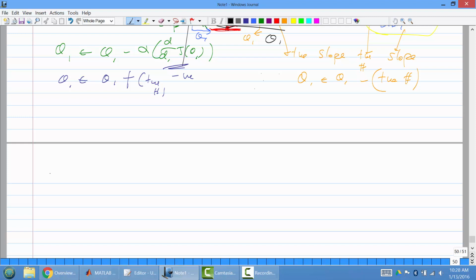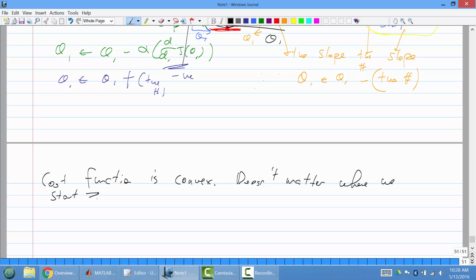So the cost function is convex. Doesn't matter where we start, right? We get to the minimum. It'll probably take a different number of iterations to converge, but we get to the minimum regardless. So it doesn't matter where you start, you will get there eventually.